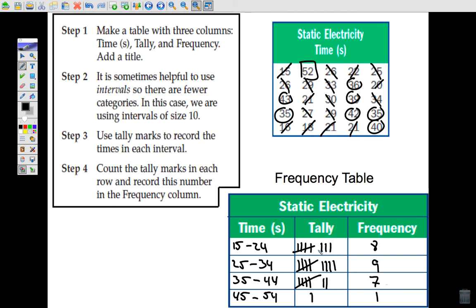So it's just a method in which you can keep track of your numbers, put things in order, and start to get a layout of where most of this information fell. So you can clearly see that the numbers were pretty consistent from 15 to 44 seconds. And then obviously after 44 seconds, it really dropped off. There was only 1 that stood on the wall that long, okay? So that's the basic idea about how to make a frequency table.